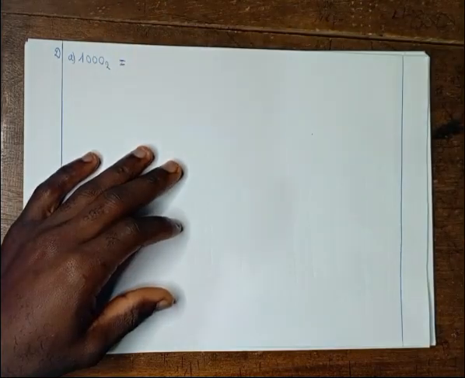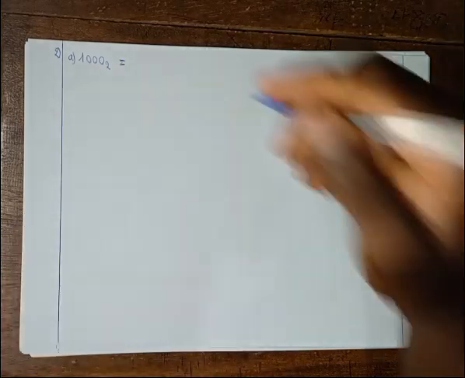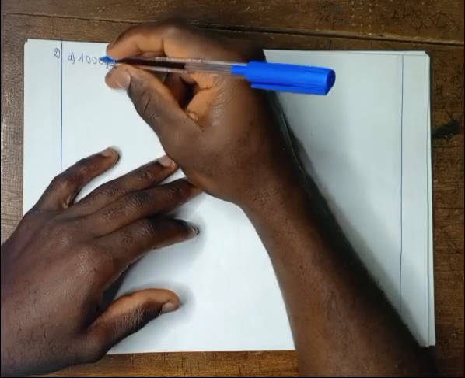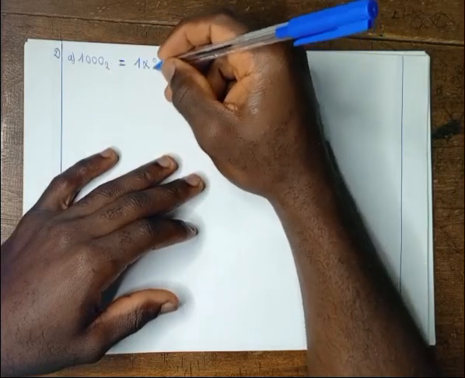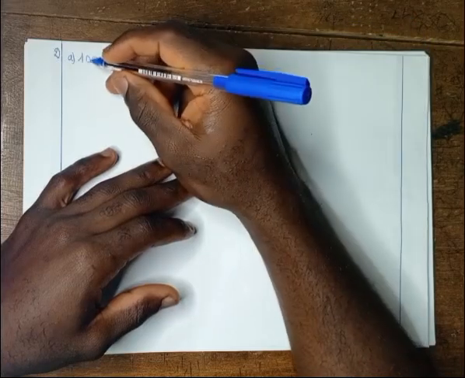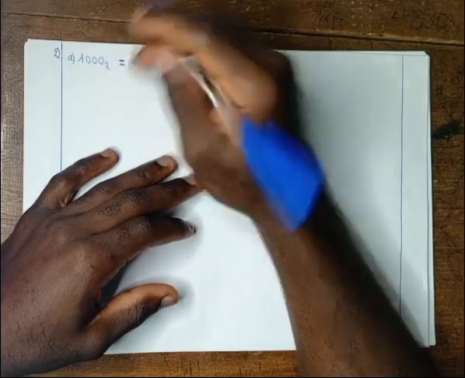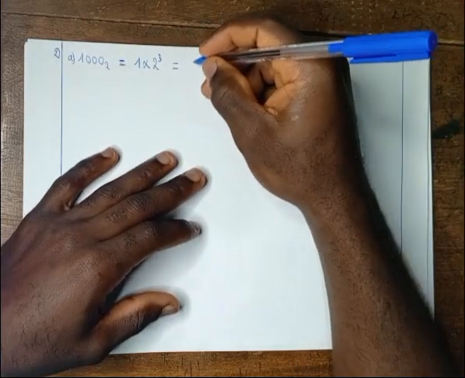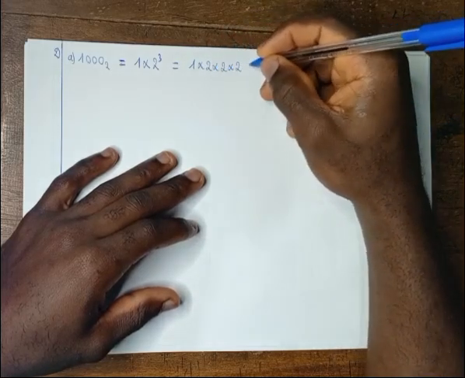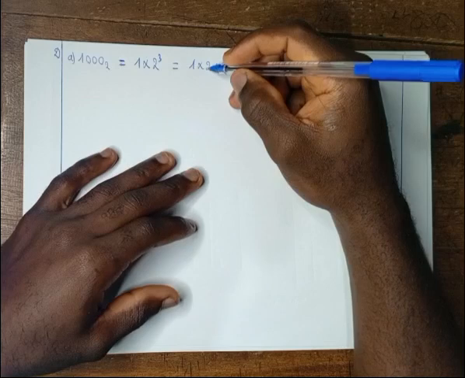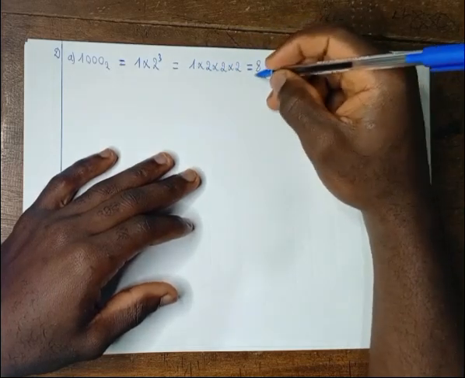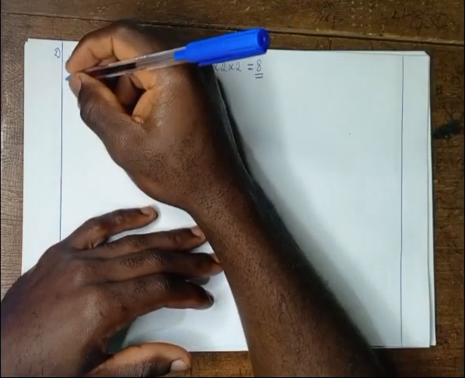For us to change this number to base 10, we are simply going to expand this number in powers of the base 2. So this will give us 1 times 2 to the power 3. All the other digits after 1 are 0, so we are going to ignore them. This will simply be equal to 1 times 2 to the power 3, which is 2 times 2 times 2, which is 1 times 2 remains 2, 2 times 2 gives us 4, 4 times 2 gives us 8. We are done with A.